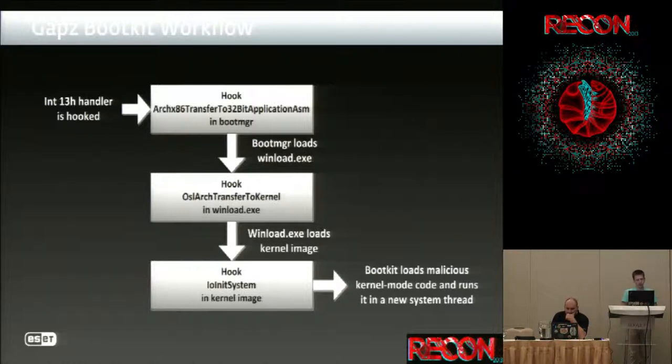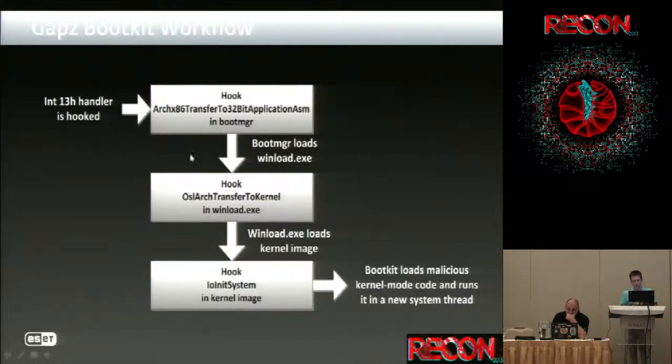So here is the graph which depicts the process of the bootkit. It starts with hooking interrupt 13, and then it waits until the boot manager is loaded. As soon as the boot manager is loaded, this routine is patched, just by modifying the binary base. And here, this routine waits until winload.exe is loaded. As soon as winload.exe is loaded, this routine is hooked in winload.exe, which in turn is used to wait until the kernel image is loaded. One more interesting thing to pay attention to here is that this hook is triggered in real mode, while this one is triggered in protected mode.